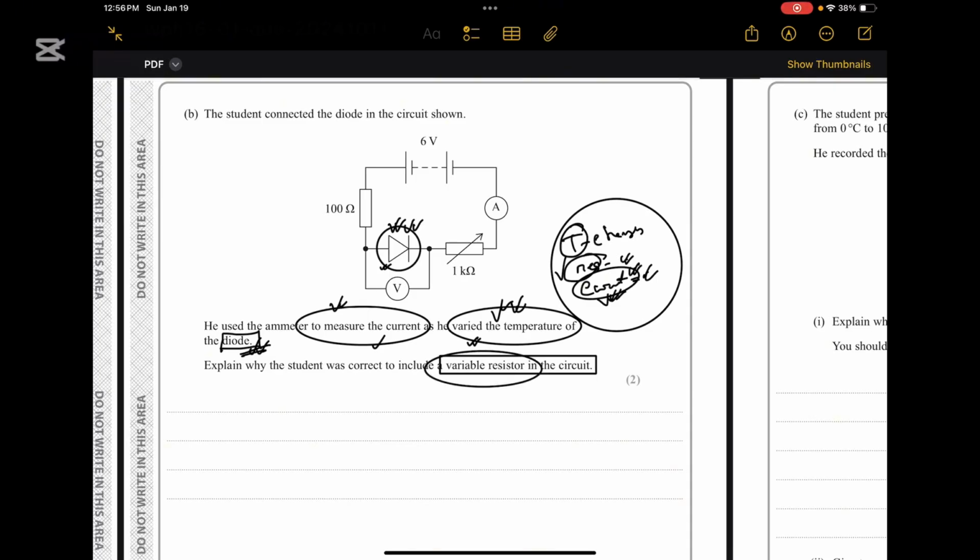So what will this variable resistor do? The variable resistor is used to adjust the total resistance in the circuit. This variable resistor ensures the potential difference, the PD, is constant. But if the variable resistor wasn't there, the current would have changed and the PD wouldn't have been constant. So as we have added a variable resistor, now the PD across the diode will be constant, even as the resistance of the diode changes with temperature. As the temperature changes, the resistance will change.